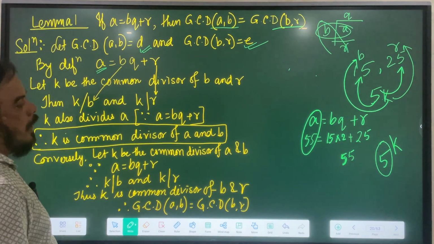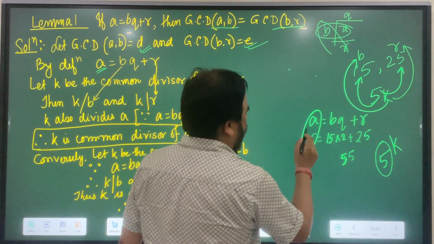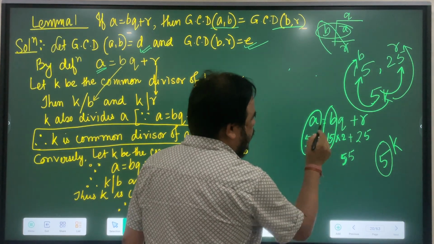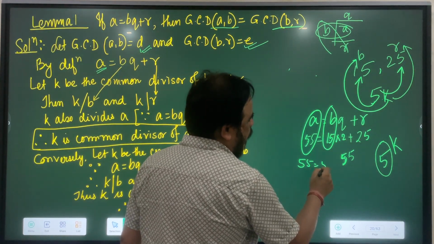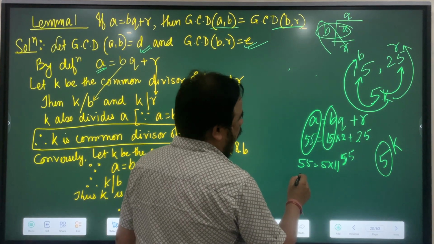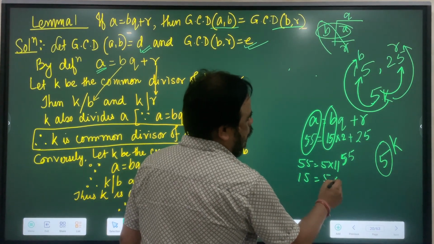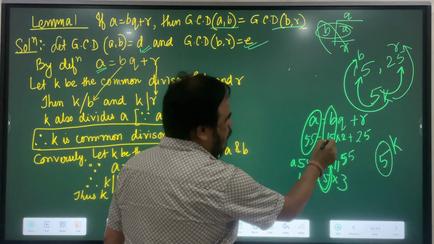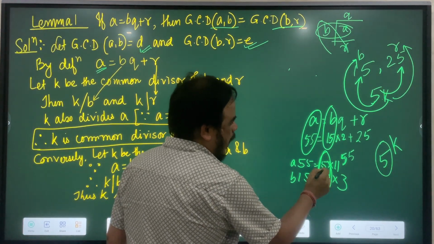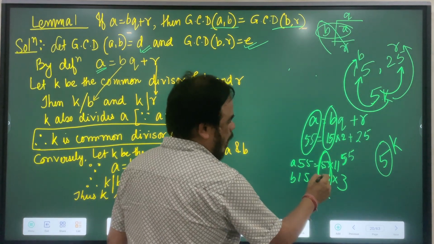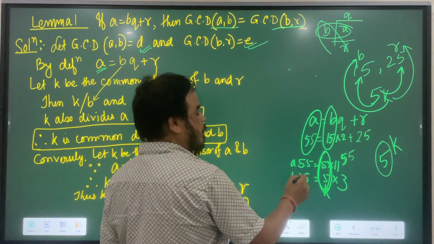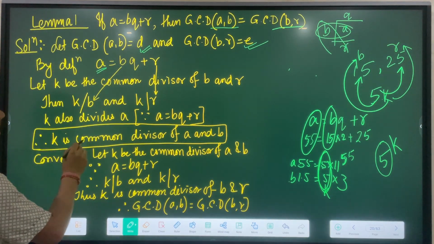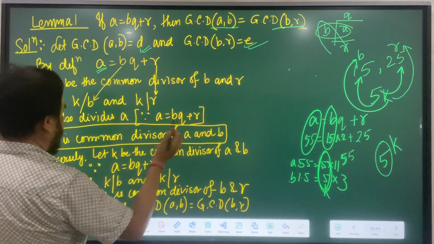K is a common divisor of A and B. Look here: A is 55 and B is 15. 55 is equal to 5 into 11, and 15 is equal to 5 into 3. So 5 is K, and 5 is a common divisor of 55 and 15. K is a common divisor of A and B. This is what I have done. Therefore, K is a common divisor of A and B.